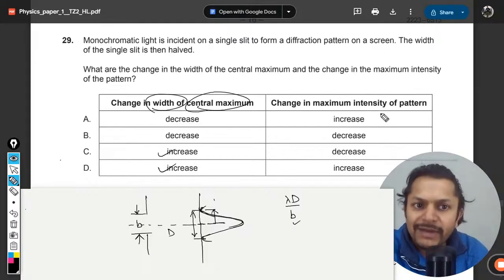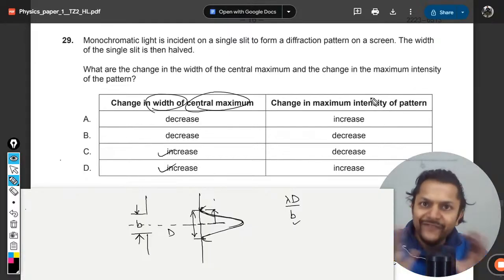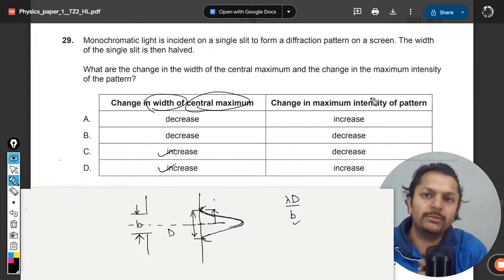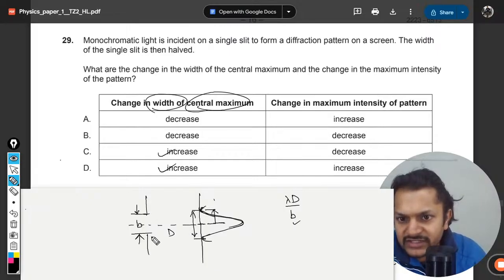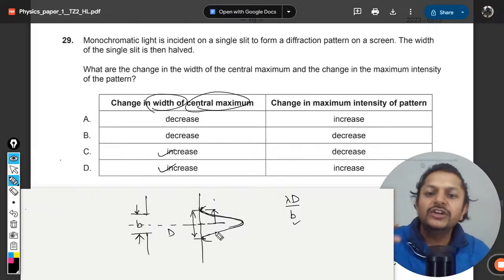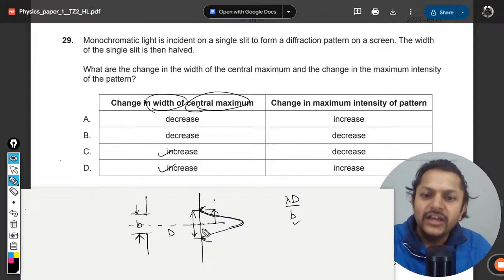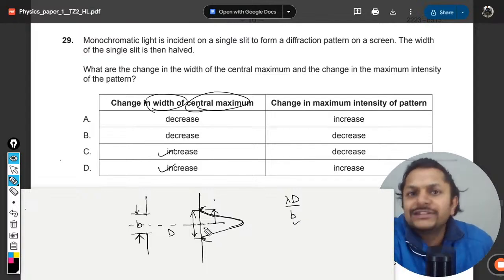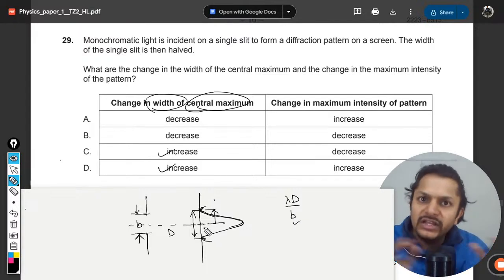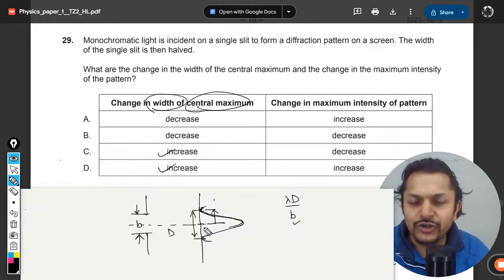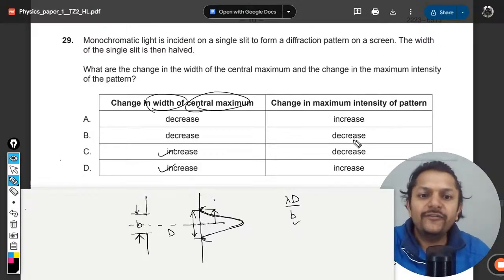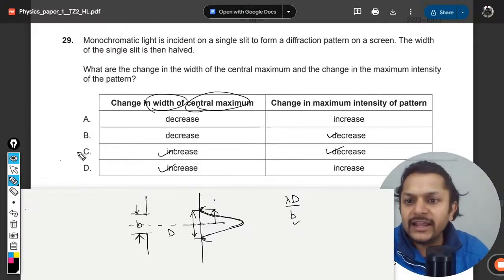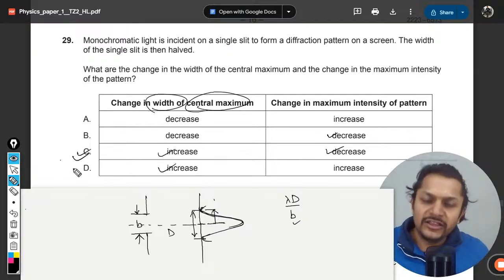And what is happening to the maximum intensity? Although we do not have any formula that can be used to substantiate the argument for the intensity, we can clearly see that if the slit thickness is reduced, there is less amount of light rays which are going to superpose. So clearly the intensity is going to reduce because there is lesser light which is now merging there. So definitely the intensity is decreasing, and hence the answer for this question is C. There is no doubt about that.